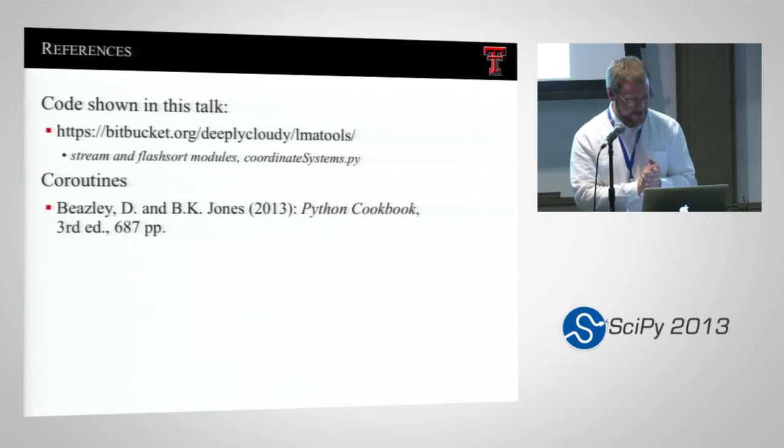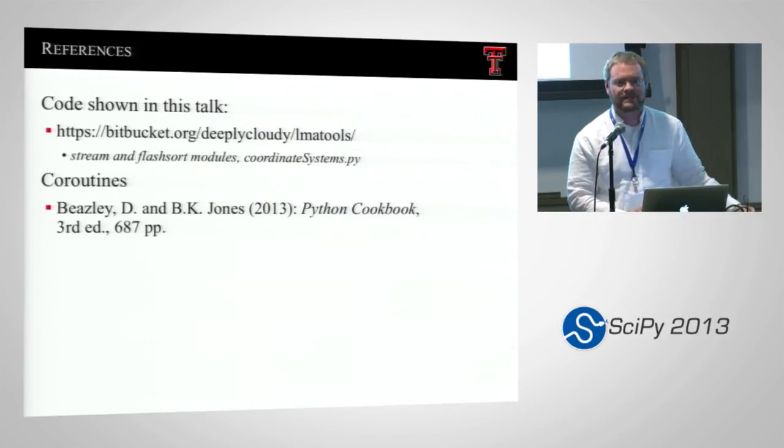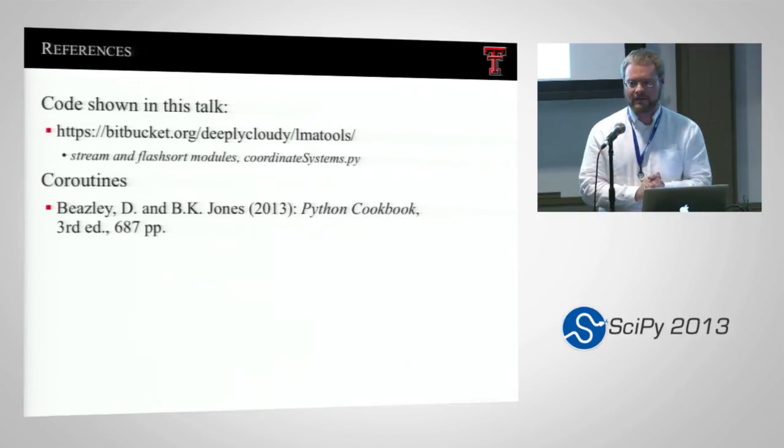If you want to look at the actual flash sorting code and my coordinate system handling code, that's available as well at that address. And if you want to read about coroutines, David Beazley recently updated the Python Cookbook, and he talks about them in there and links to some other materials on his website that do a very nice job of helping you get oriented to that. So that's all I have.